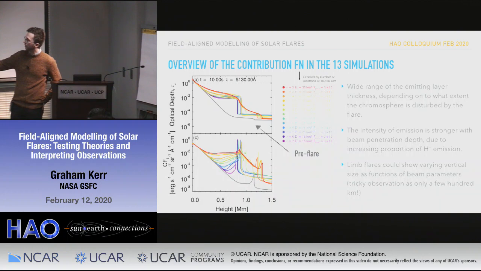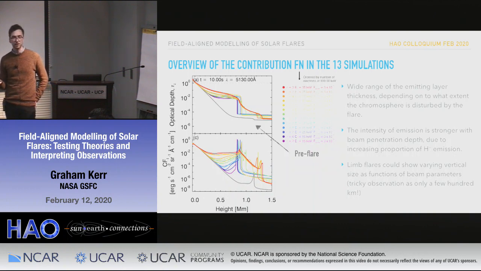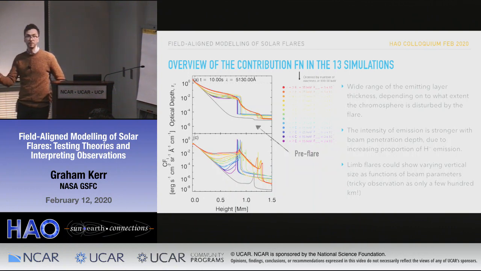But you can see that, as I showed with electron density, the width of this emitting layer is really dependent on the beam parameters in this case. So the more deeply penetrating beams, so these harder beams, involve a much larger swath of the chromosphere. And actually, in these cases, so these red and orange cases, H minus emission was actually responsible for between 40 and 50% of the emission at certain stages in the flare. So while it's optically thin and is dominated by recombination, we can't just ignore this other emission source.